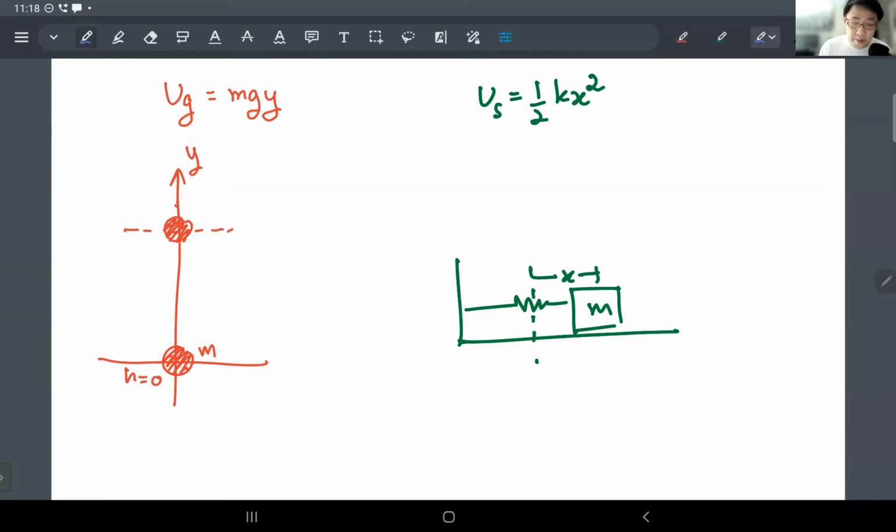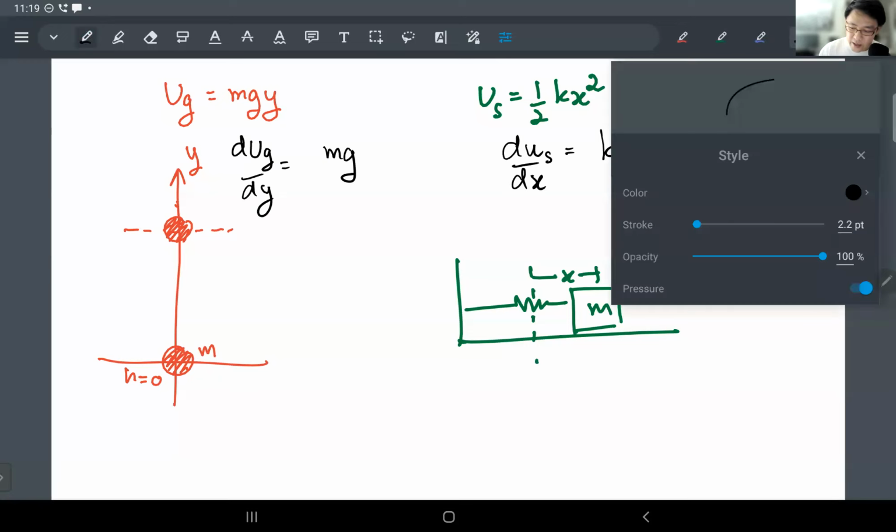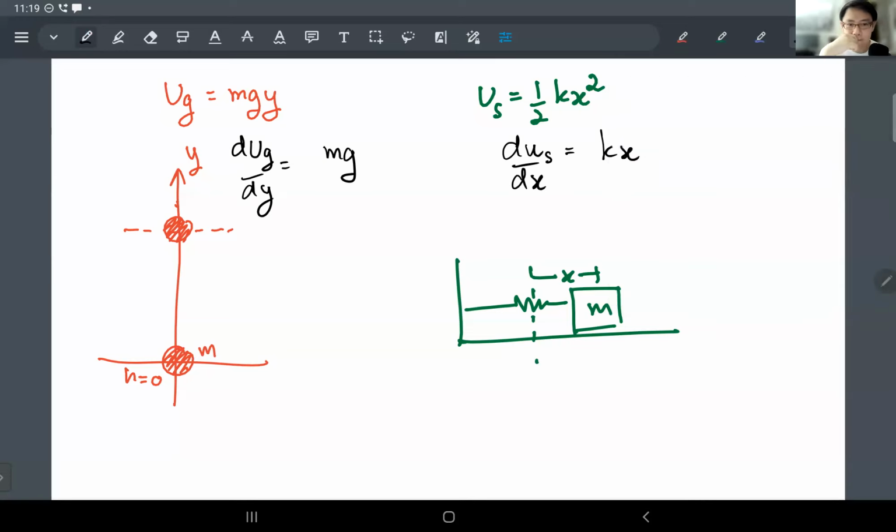Can you do the derivative for me? Let's do du by dy. What do you get? Well, that's easy. It's mg. The same thing is going to apply to the spring. Can you do du by dx for me? Well, that's fine. That's kx. How do you feel about this? What do you see? Is there anything that you can notice here? mg and kx.